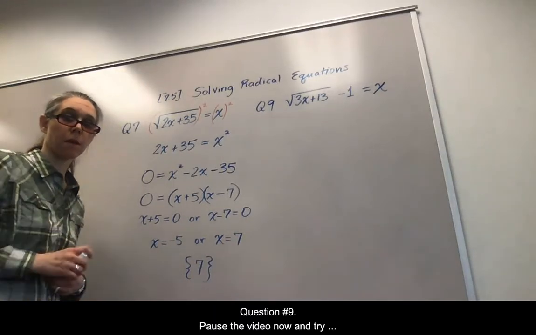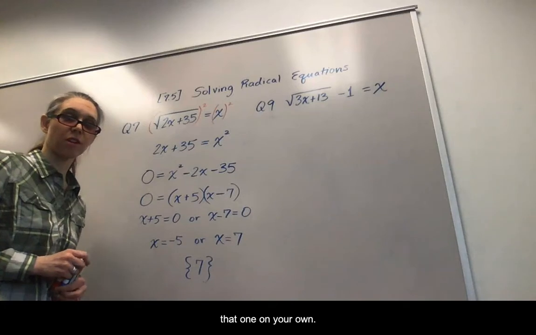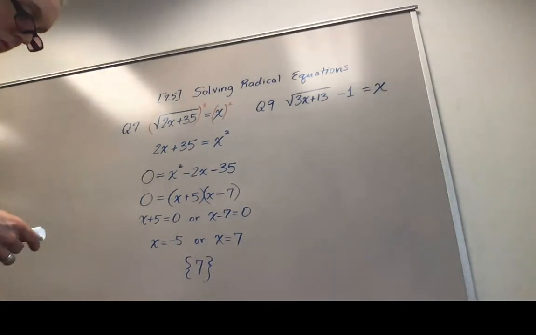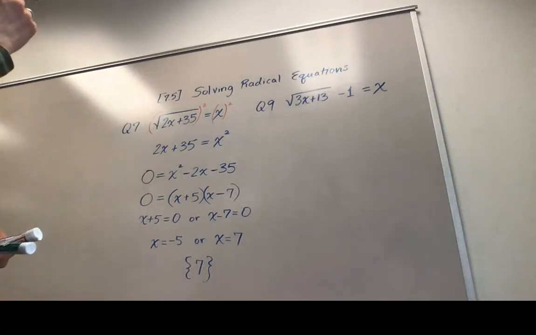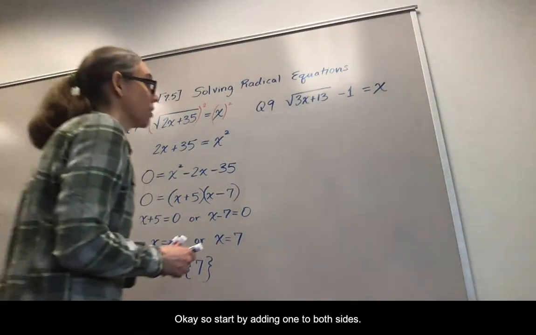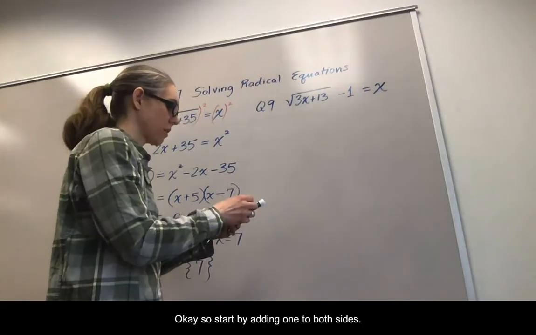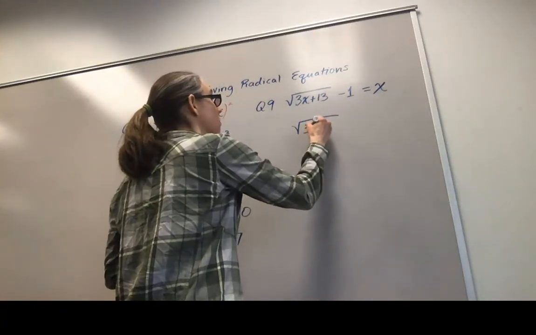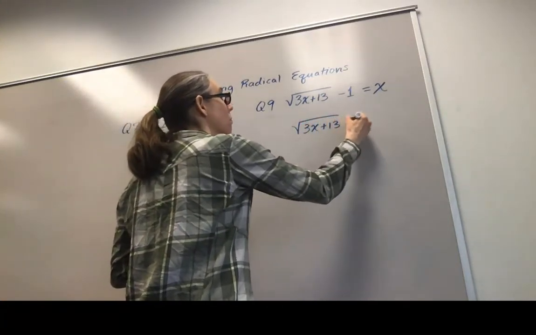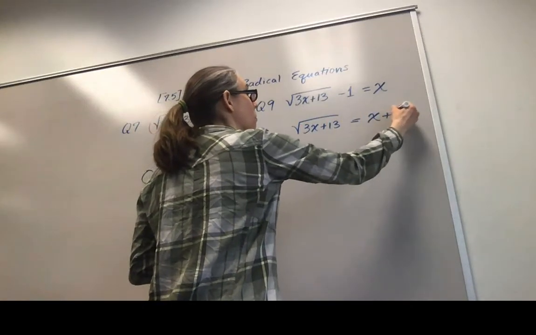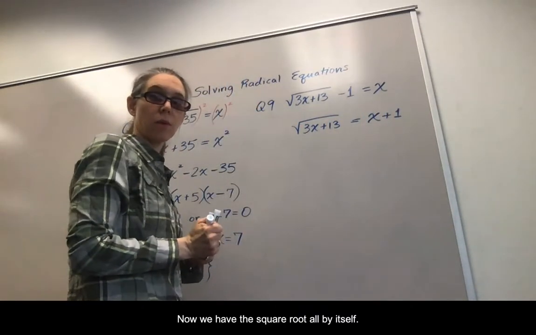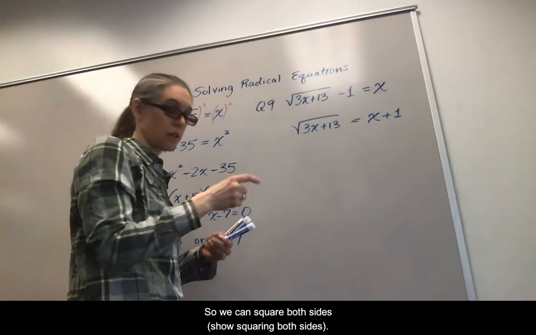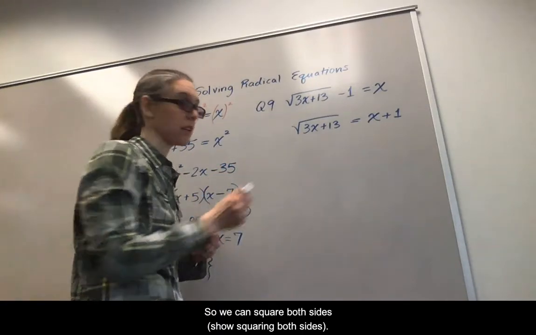Question number 9. Pause the video now and try that one on your own. Okay, so start by adding 1 to both sides. Now we have the square root all by itself, so we can square both sides. Show squaring both sides.